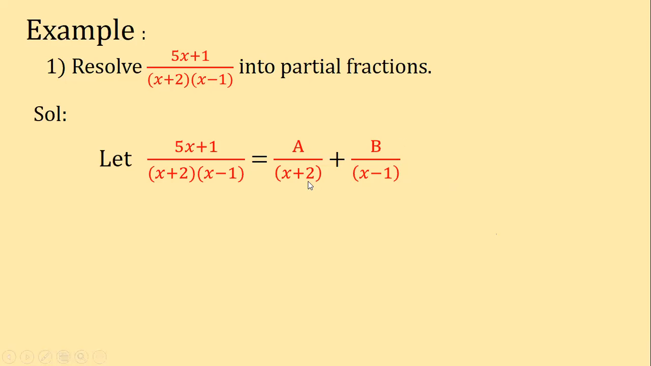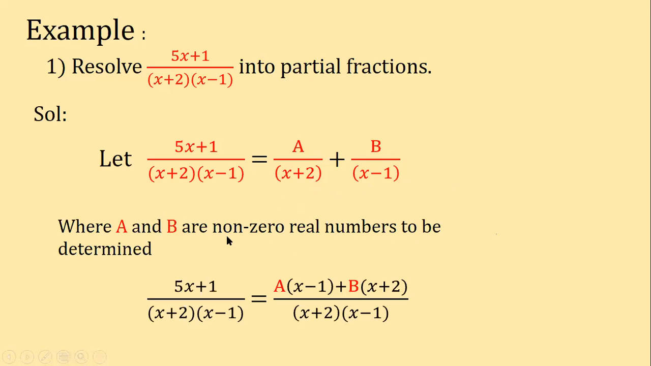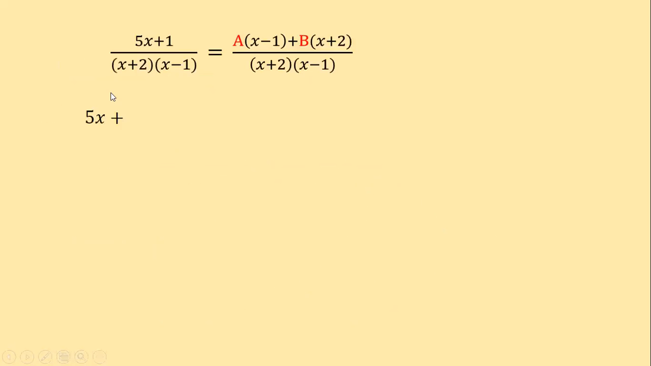Okay, so next one here, what is the next step? Here, these two fractions, we have to take the LCM. A and B are the non-zero real numbers which are to be determined. Now here, 5x plus 1 by x plus 2 into x minus 1, which is our LHS, is equal to, what is the LCM? x plus 2 into x minus 1 is the LCM, so A into x minus 1 plus B into x plus 2. Yes, this is the step after taking the LCM. So now here, what is our next step? Again, I am writing here, children. This is the step that we got.